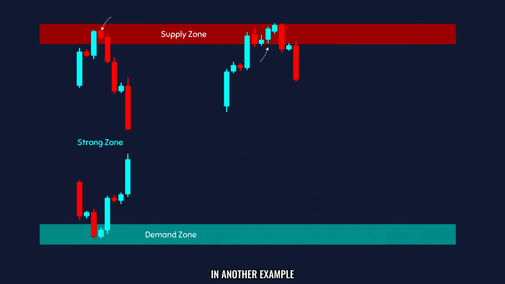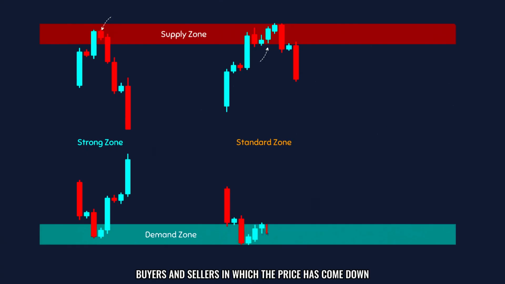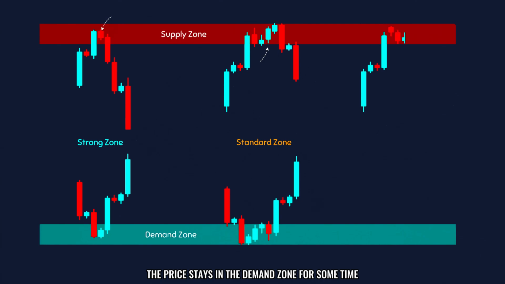In another example, the price spends more time in the supply zone than before and then comes down. This means that there has been a little fight between buyers and sellers, in which the price has come down due to the sellers dominating. Hence, we will call it a standard supply zone. Similarly, while going down, the price stays in the demand zone for some time and then reverses and comes up again. Therefore, this is also a standard demand zone.